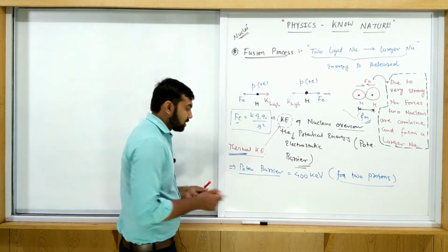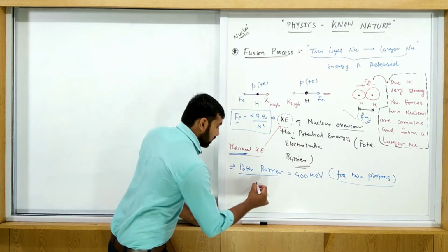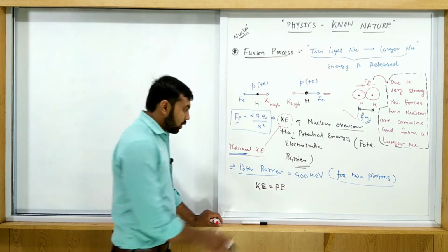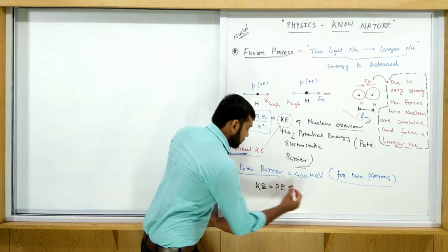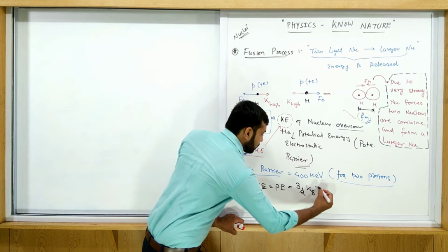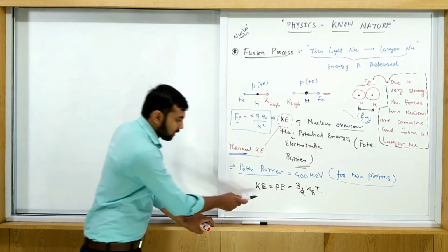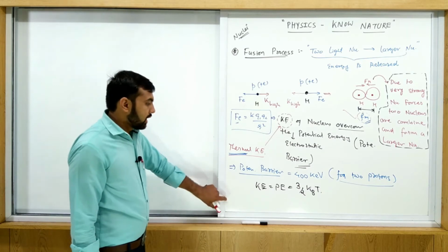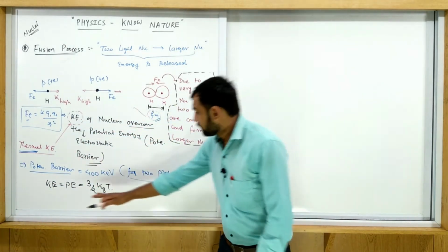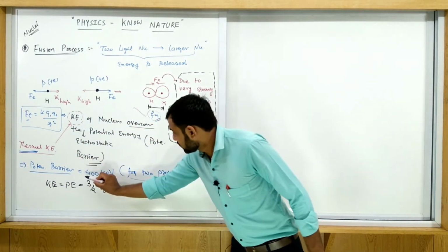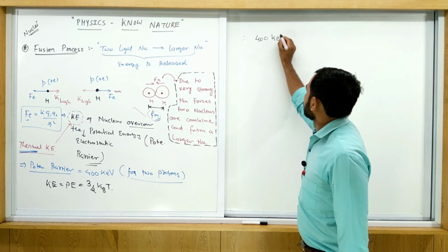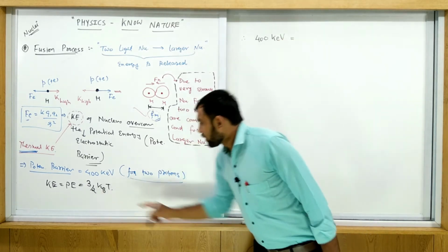By using conservation of energy, kinetic energy is equal to potential energy. What is the kinetic energy? Thermal kinetic energy. Thermal kinetic energy is equal to 3/2 kBT. Let's calculate this value. So all of you put this value properly. What is the potential energy? 400 kilo electron volt. So 400 keV is equal to 3/2 kBT.